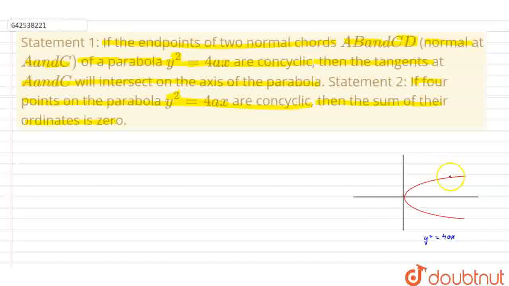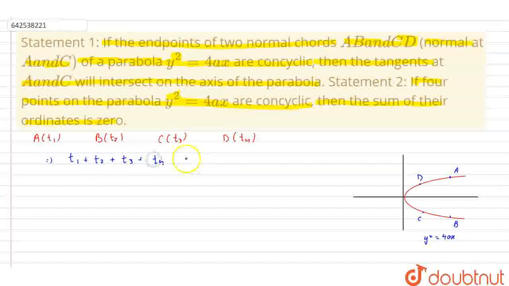So let us take 4 points on it A, B, C and D such that AB and CD are normal to the parabola. So let us take the coordinates as A is t1, B is t2, C is t3 and D is t4. Now we have a concept that if t1, t2, t3 and t4 are concyclic, then t1 plus t2 plus t3 plus t4 will be equal to 0.